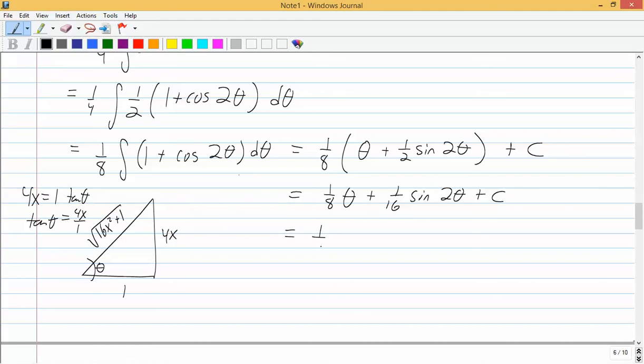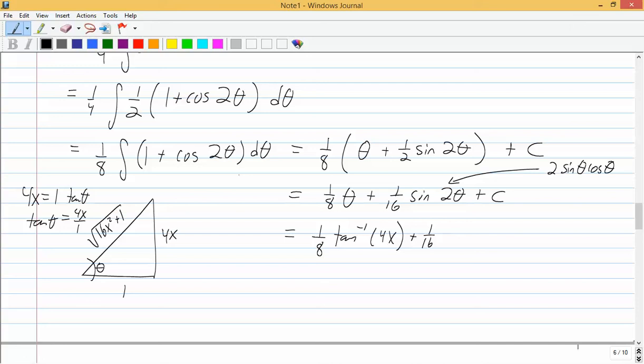So this is going to be 1/8 inverse tangent of, you don't have to put 4x over 1, you can just put 4x. Uh-oh. How do we make a substitution in right there? We can't, because there's no formula for 2 theta just directly. But for sine of 2 theta, we can substitute in 2 sine theta cosine theta, because that's a trig identity.